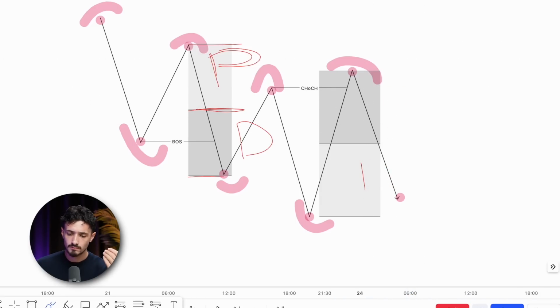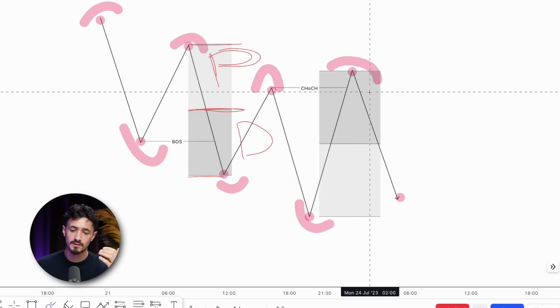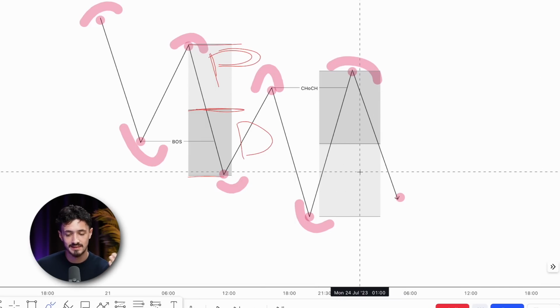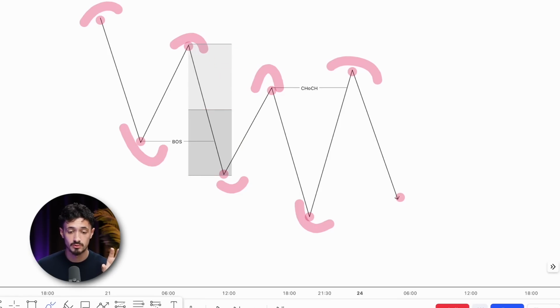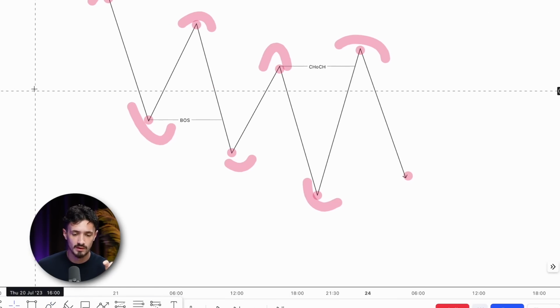So when price gets into a premium, that's essentially when supply comes in. When price gets into discount, that's typically when demand comes in. So that's the concept of discount and premium, which we're going to use in more depth in a moment.